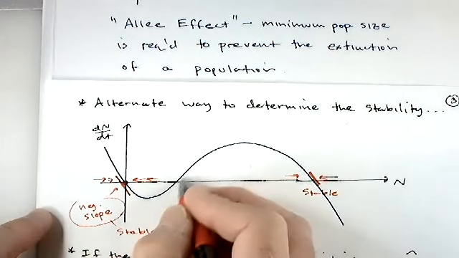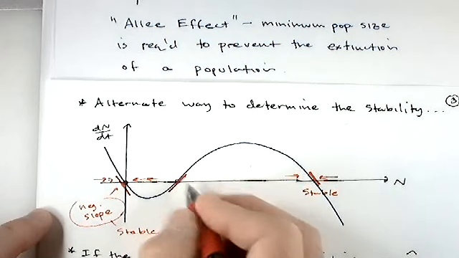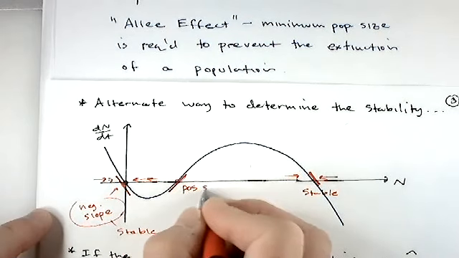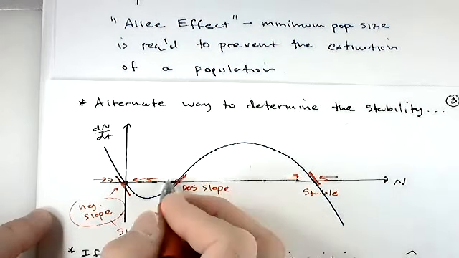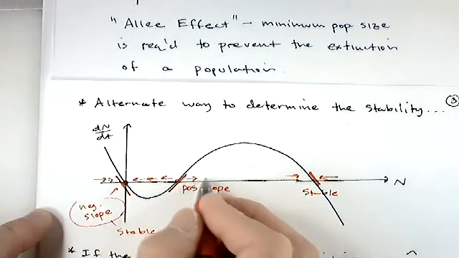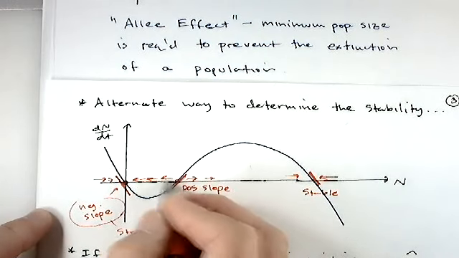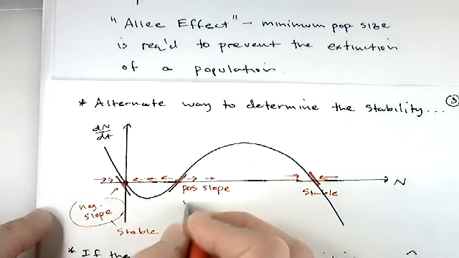And then the opposite, if your graph crosses an equilibrium with a positive slope, you can see that the arrows would actually go away because it's positive here, negative there. And so that would correspond to unstable.